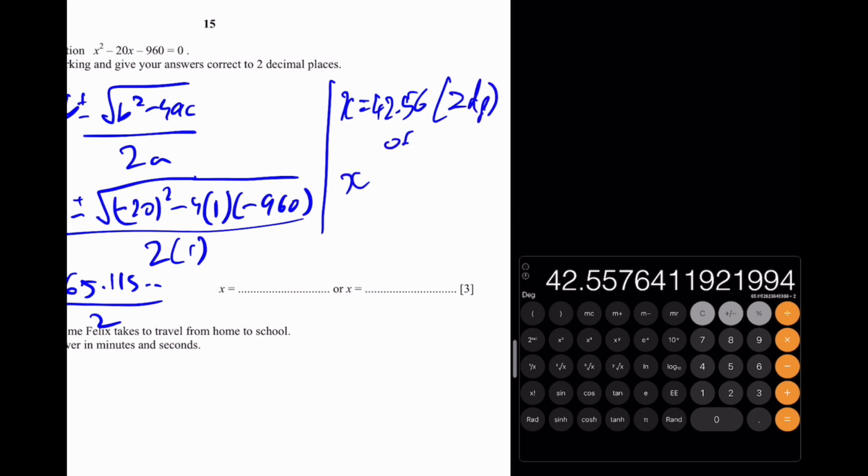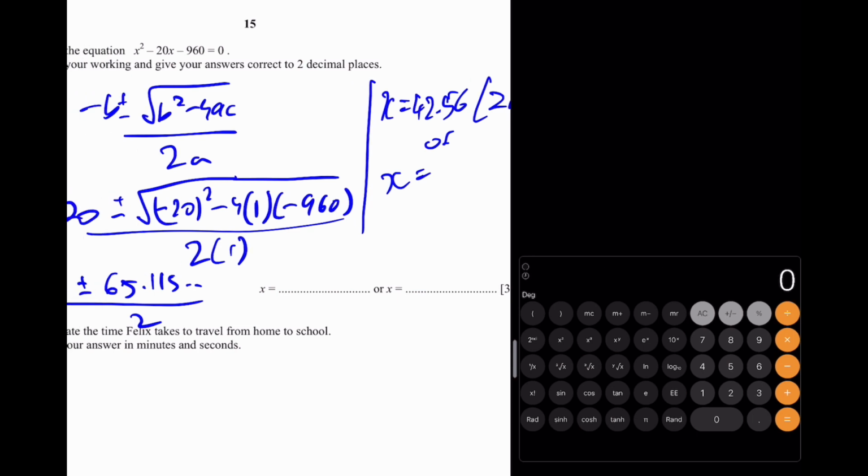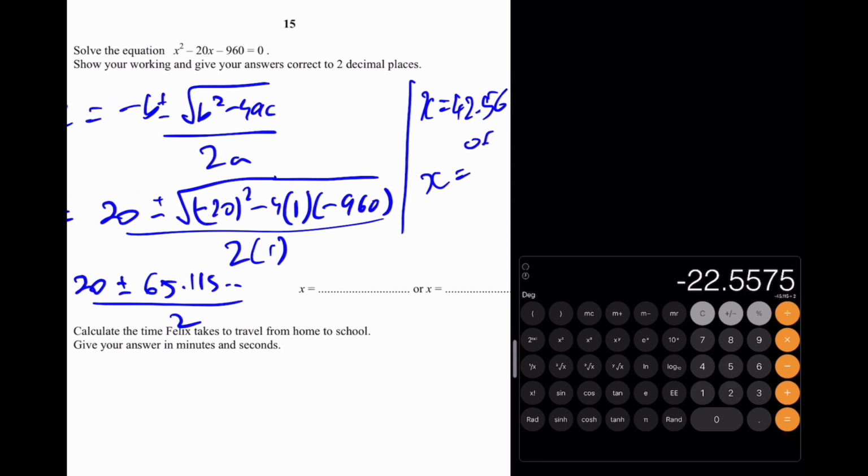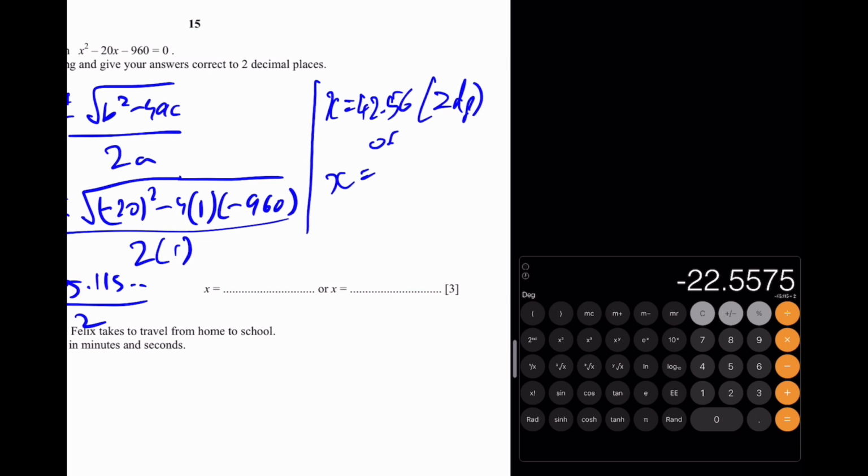Or now if we take minus of 65.115, so 20 minus 65.115 is equal to this, divide by 2 to get minus 22.56. And these are going to be our answers.